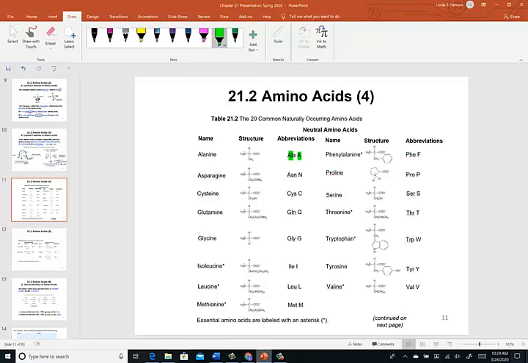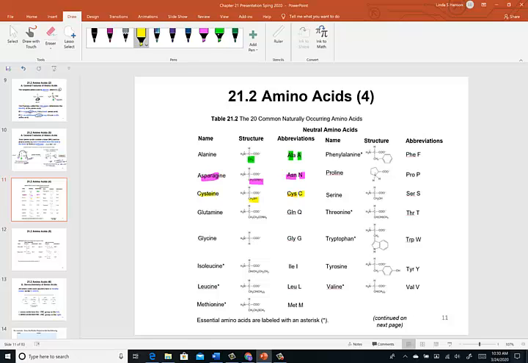The next one is named asparagine. Asparagine. You can see its functional group is CH2CONH2. It has a 3-letter abbreviation of ASN and a 1-letter abbreviation of N. The R group gives it its identity. We'll need to know the abbreviations for each. Cysteine. Cysteine, let me say it again, cysteine. We have a CH2SH functional group. The 3-letter code is CYS, the 1-letter code, capital C.